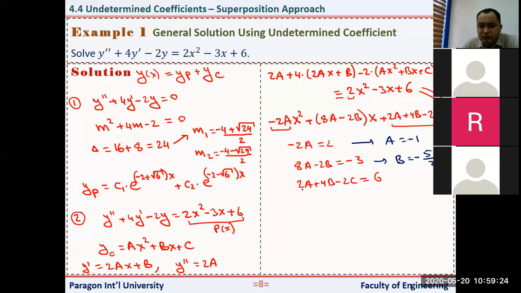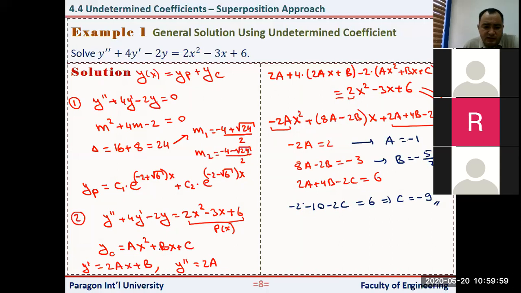What is c here? 2 times a, it is negative 2, and 4 times b minus 10, minus 2c is equal to 6. Or c is equal to minus 12, take to the side, it is 18. 18 divided by negative 2, it is negative 9. Now we have determined these coefficients, right? So that is a equals negative 1, b equals minus 5 over 2, and c equals negative 9.